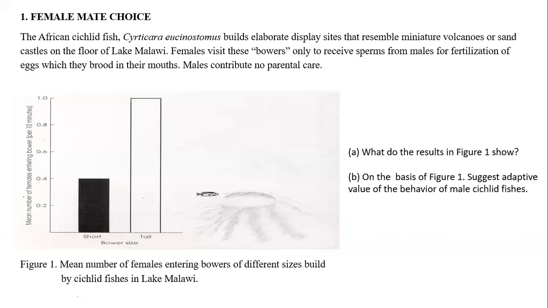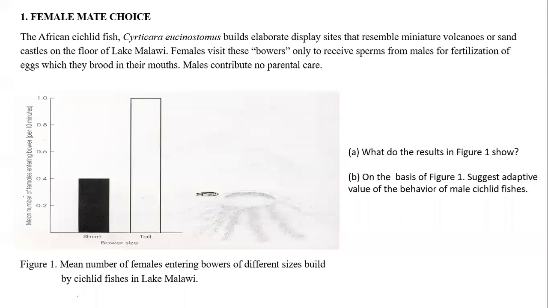So can I say something? Yes, please. What I'm seeing here, or what I can conclude, is that most of the females prefer tall bowers compared to the short ones. So a short bower will receive few females, while a tall one will receive more.